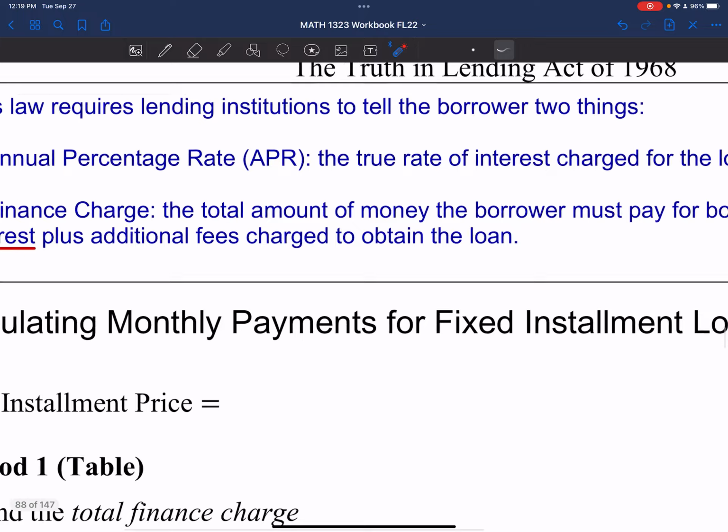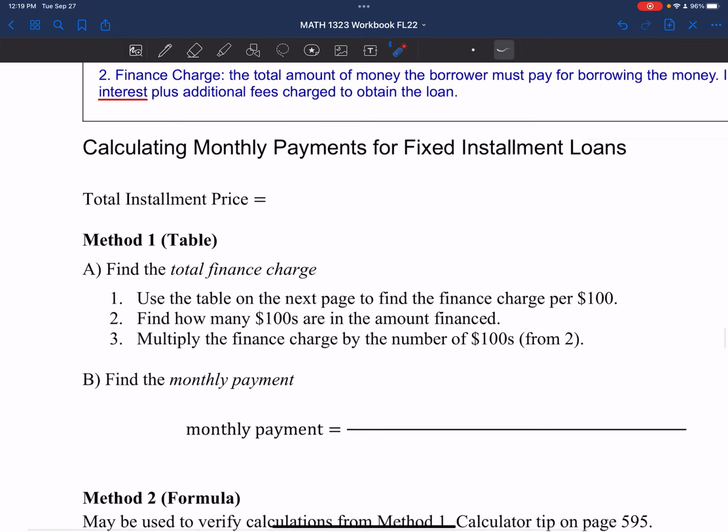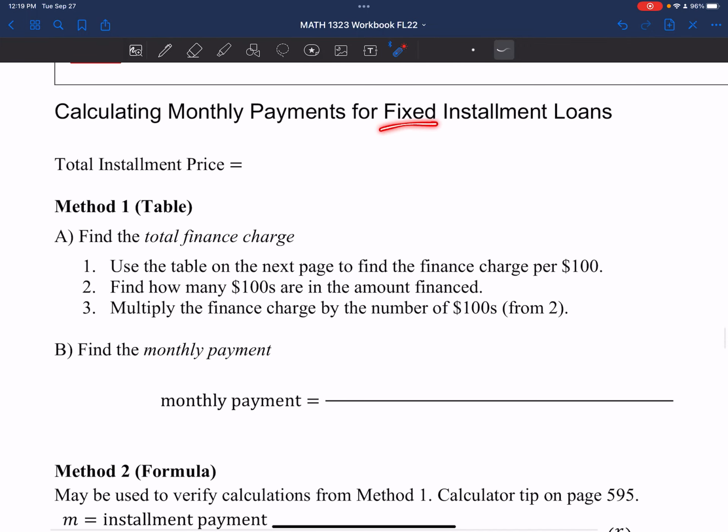All right. So we're going to primarily focus on calculating payments for fixed installment loans. And it just is one of those things. You don't have to redo computations. You just do the computation. You know how much this loan is going to cost every month.